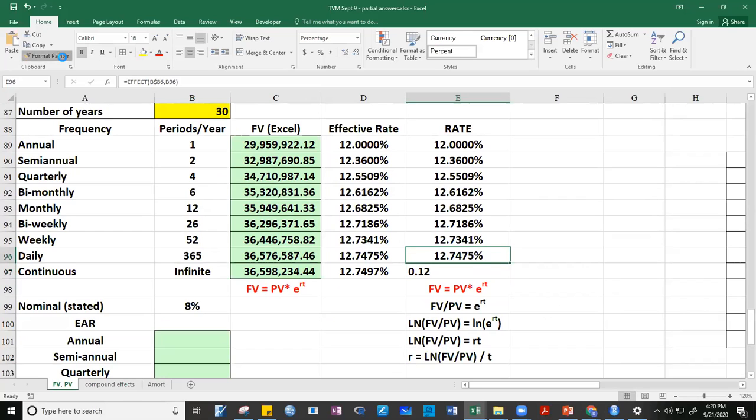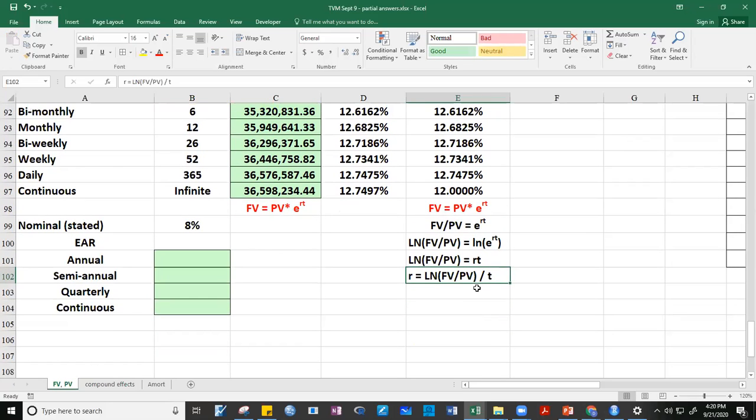Copy natin yung format. Oops, wait. Divide by T is 30. Naging 30 siya. 36. ln. Tama ba yung ano ko? Ln.